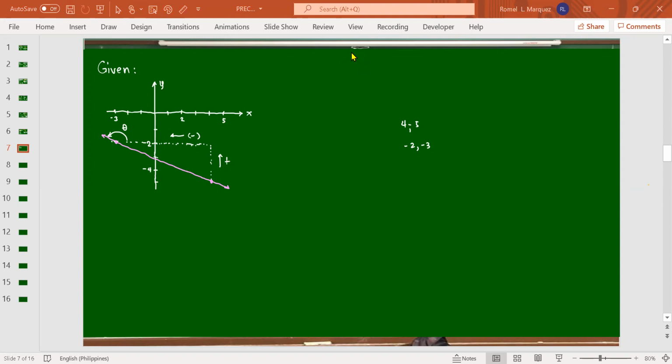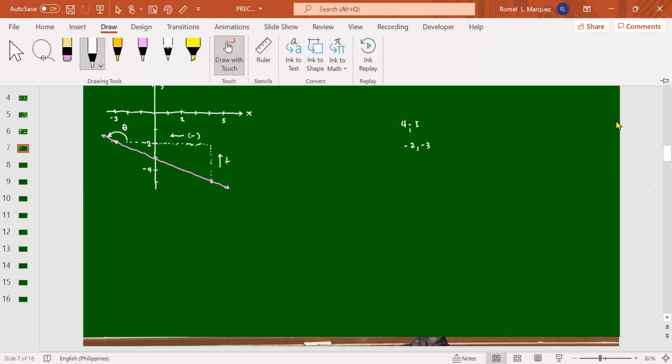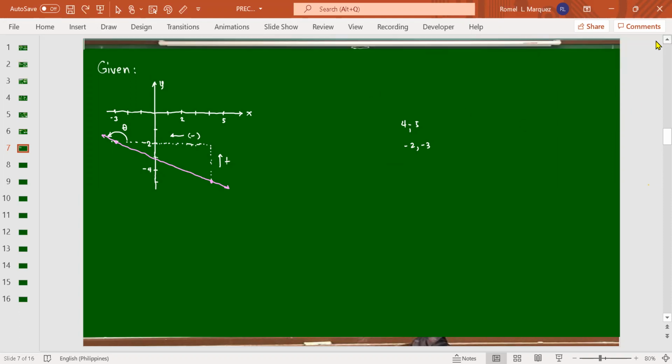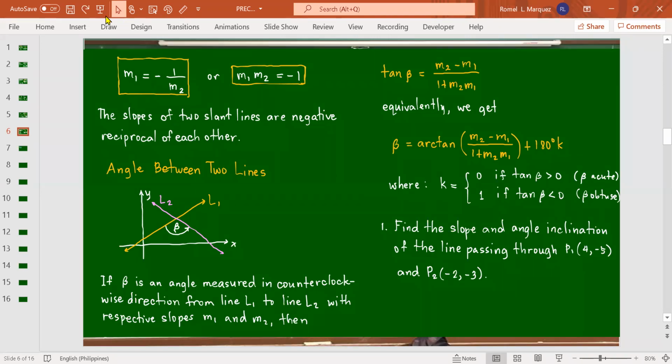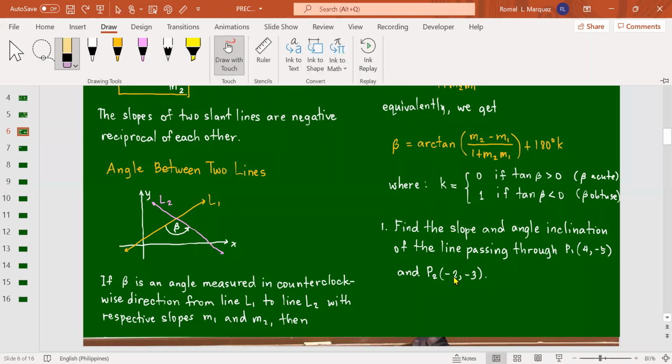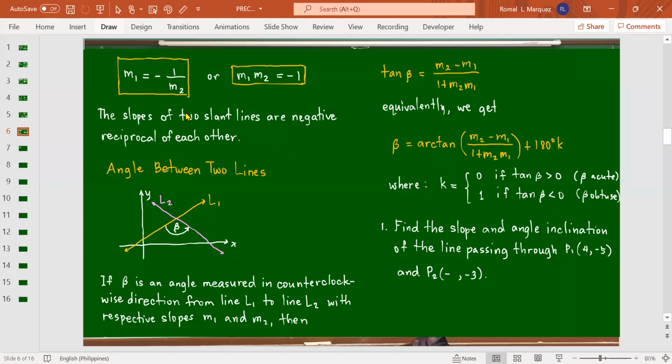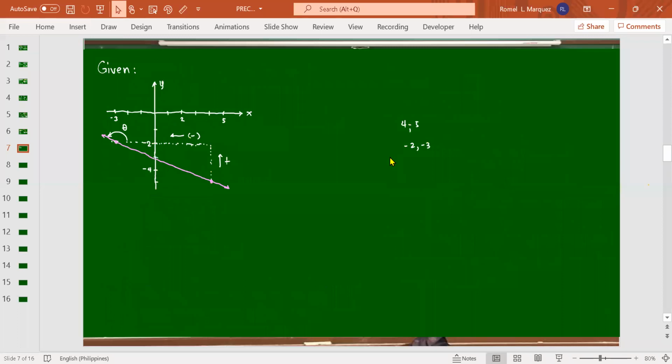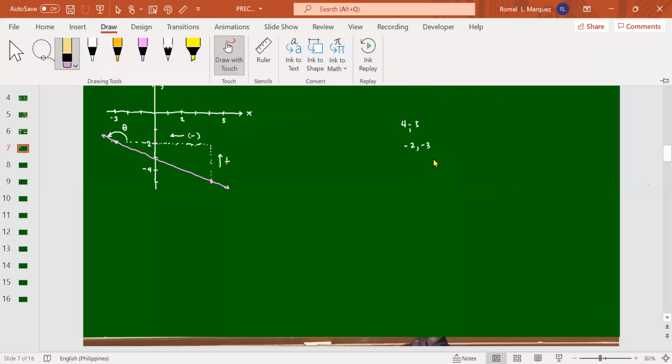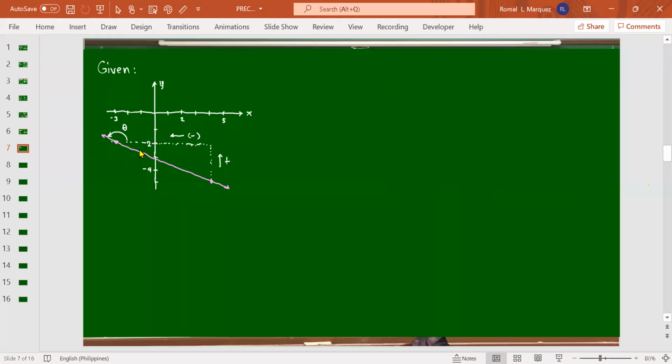Am I wrong? It seems like negative 2, negative 3. Let's just change the given, because I have already plotted and it's easier to change the given. Negative 3, negative 2. Okay now, guys? So negative 3, negative 2.